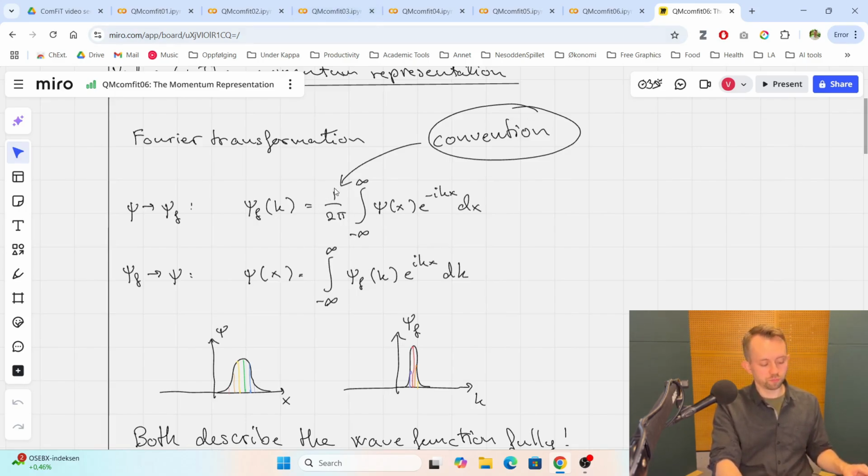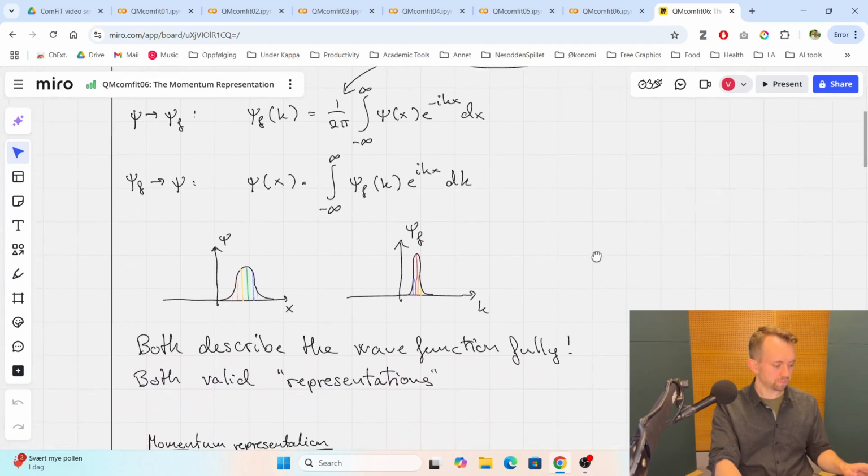This factor of 1 over 2 pi here doesn't always appear in the transformation here. Sometimes it appears here, and sometimes it's a 1 over the square root of 2 pi in both cases. It just has to be somewhere, and I'm using this here, which is a convention. But you'll see the effects of that convention later.